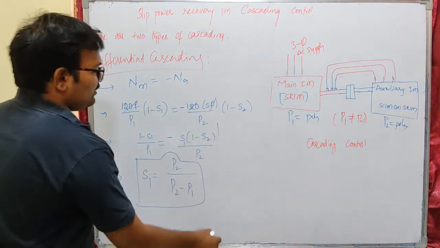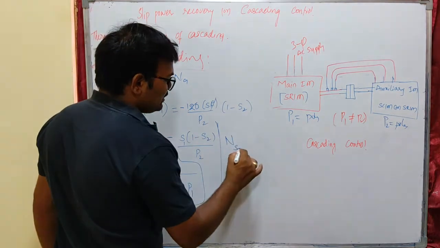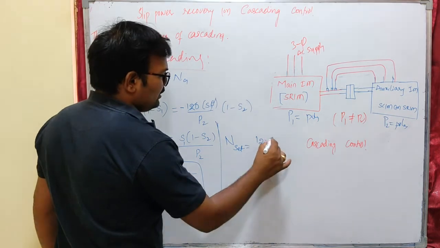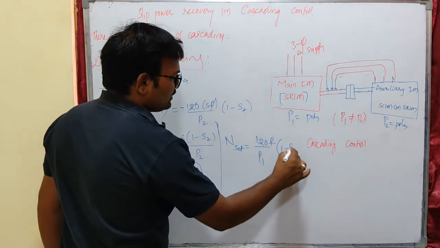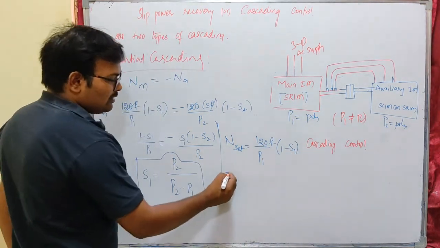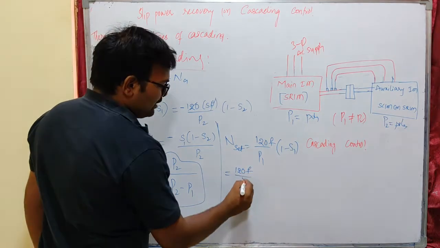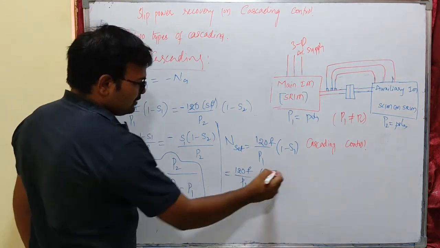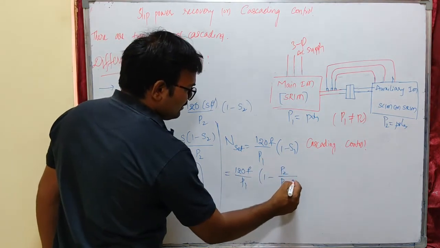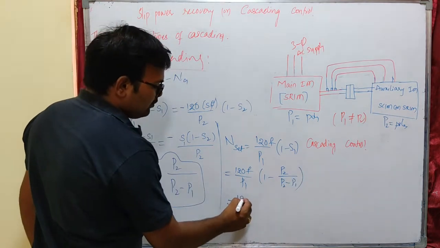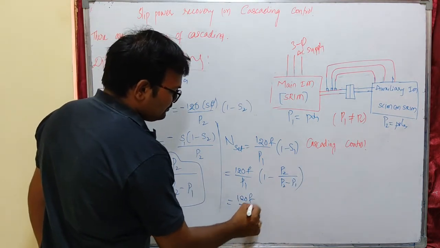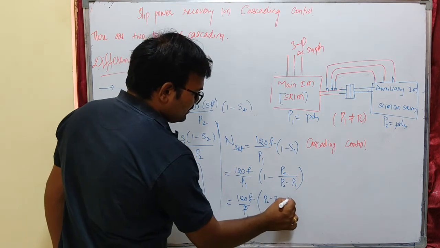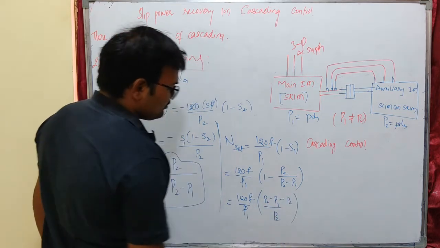Now let us find the speed of our set. The set speed will be equal to 120 into F by P1 into 1 minus S1. Now that will become 120 into F by P1, and in place of S1, I replace it with P2 by P2 minus P1. That will be equal to 120 into F by P1 into P2 minus P1 minus P2 by P2.